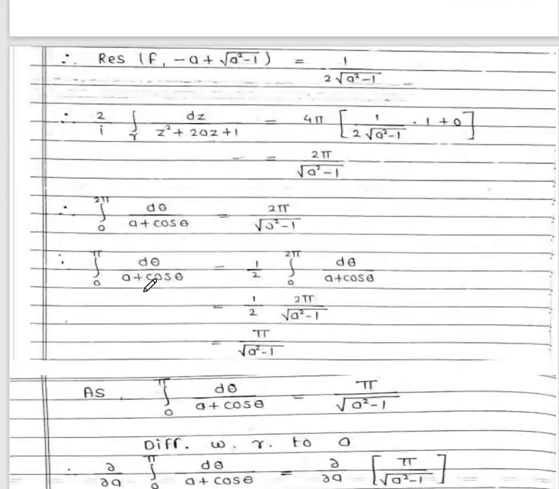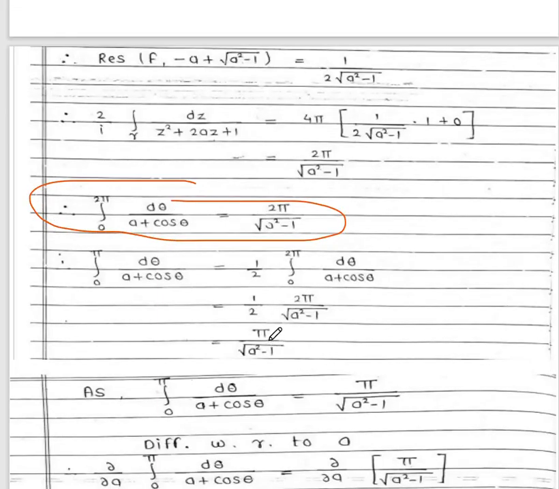Okay, so this can be written as the integral 0 to 2π dθ upon a plus cos θ equal to 2π upon under root a square minus 1. Okay, and this is nothing but the integral 0 to π dθ upon a plus cos θ equal to 1 upon 2 times the integral 0 to 2π dθ upon a plus cos θ, and putting the values of this term, we will get π upon under root a square minus 1. Okay, hence the result is proved.